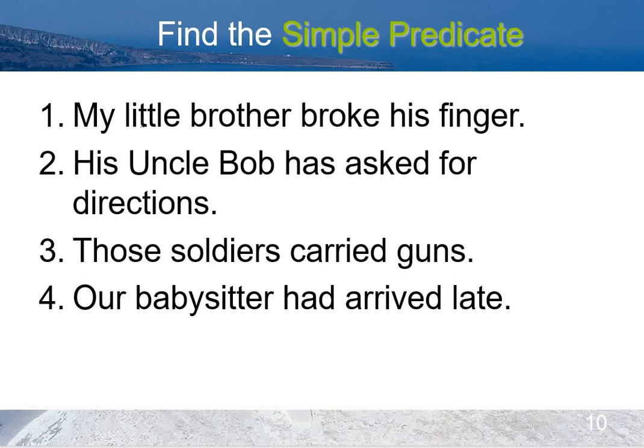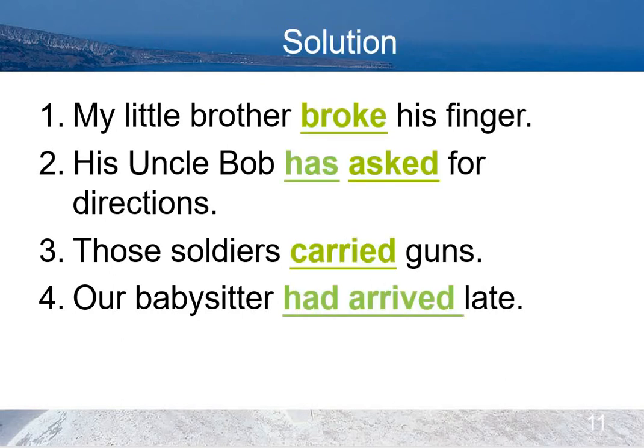Find the simple predicate. My little brother broke his finger. Broke is simple predicate. His uncle Bob has asked for directions. Has asked is simple predicate. Those soldiers carried guns. Carried is simple predicate. Our babysitter had arrived late. Just guess which words should be simple predicate? I'm giving you a few seconds. Had arrived is simple predicate. This is the solution.